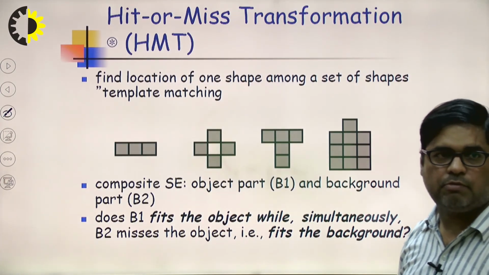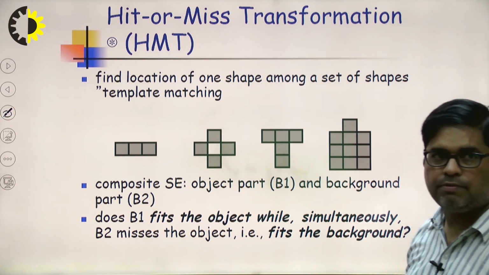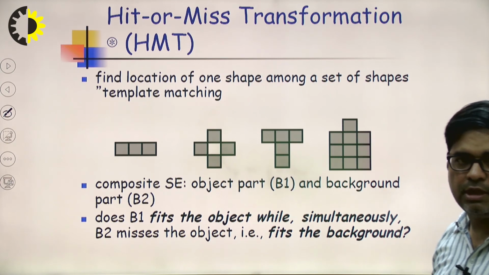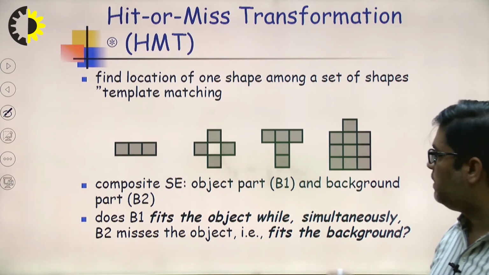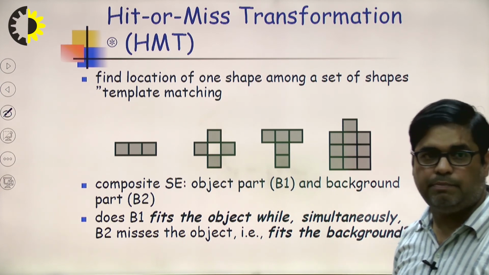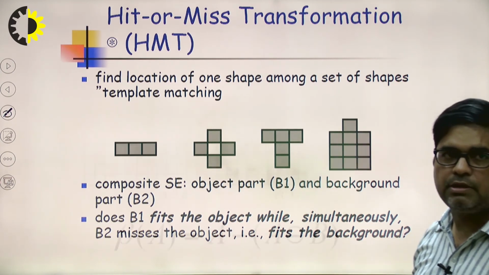Hit or miss transformation. It will find and locate one shape among a set of shapes. It is template matching, with a composite structuring element: the object part is B1 and the background part is B2. Here basically two structuring elements, B1 and B2, are used. So B1 fits the object while simultaneously B2 misses the object. That's why it is called the hit or miss transformation.